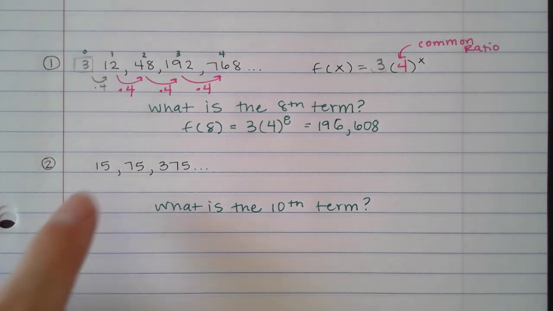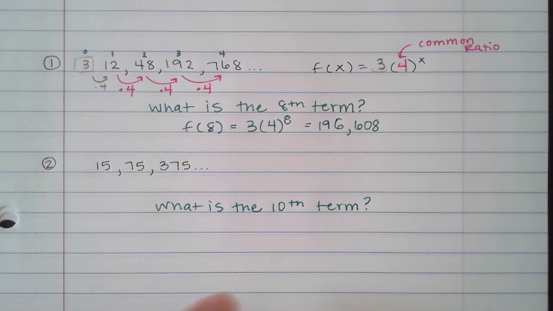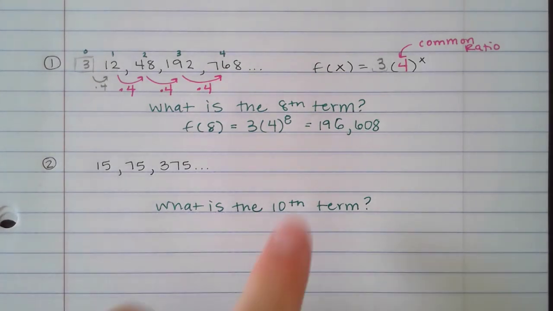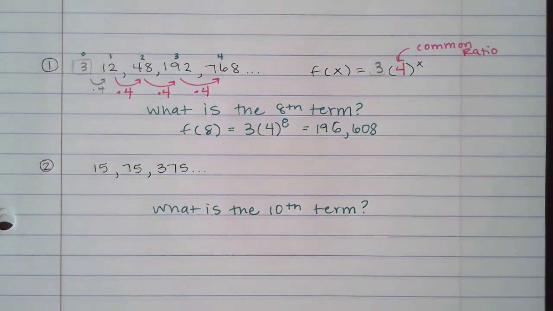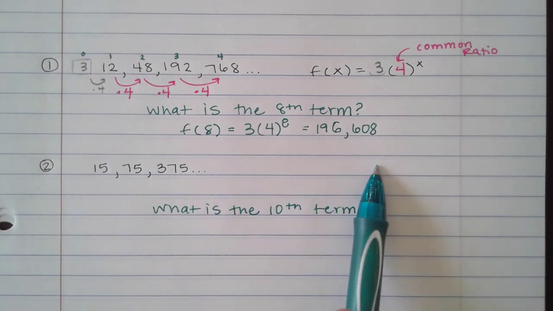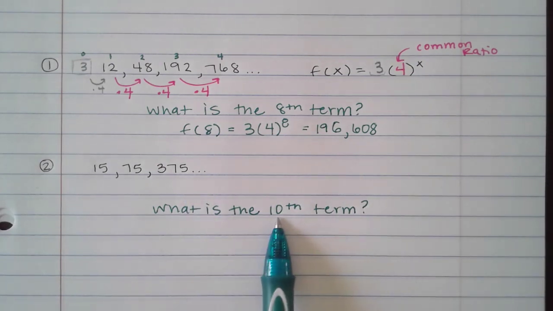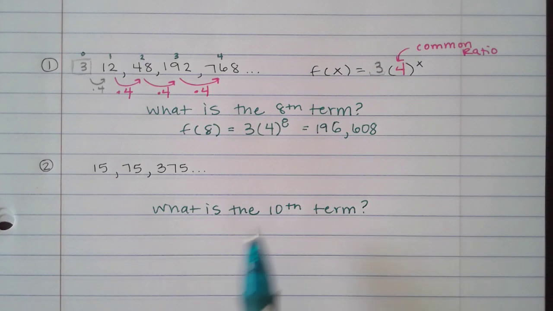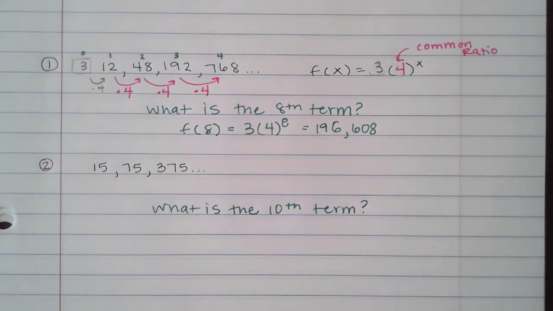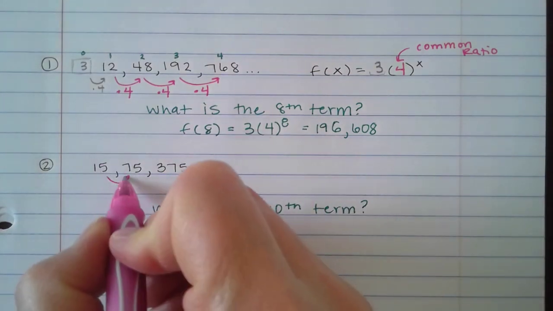Now, could I figure out what's being multiplied and multiply it like 10 times? I could, but I think it's easier to write up the function. Especially you want to know this because I could ask you for the 100th term, and you don't want to multiply by. You want to write the function first. So let's look at our function.